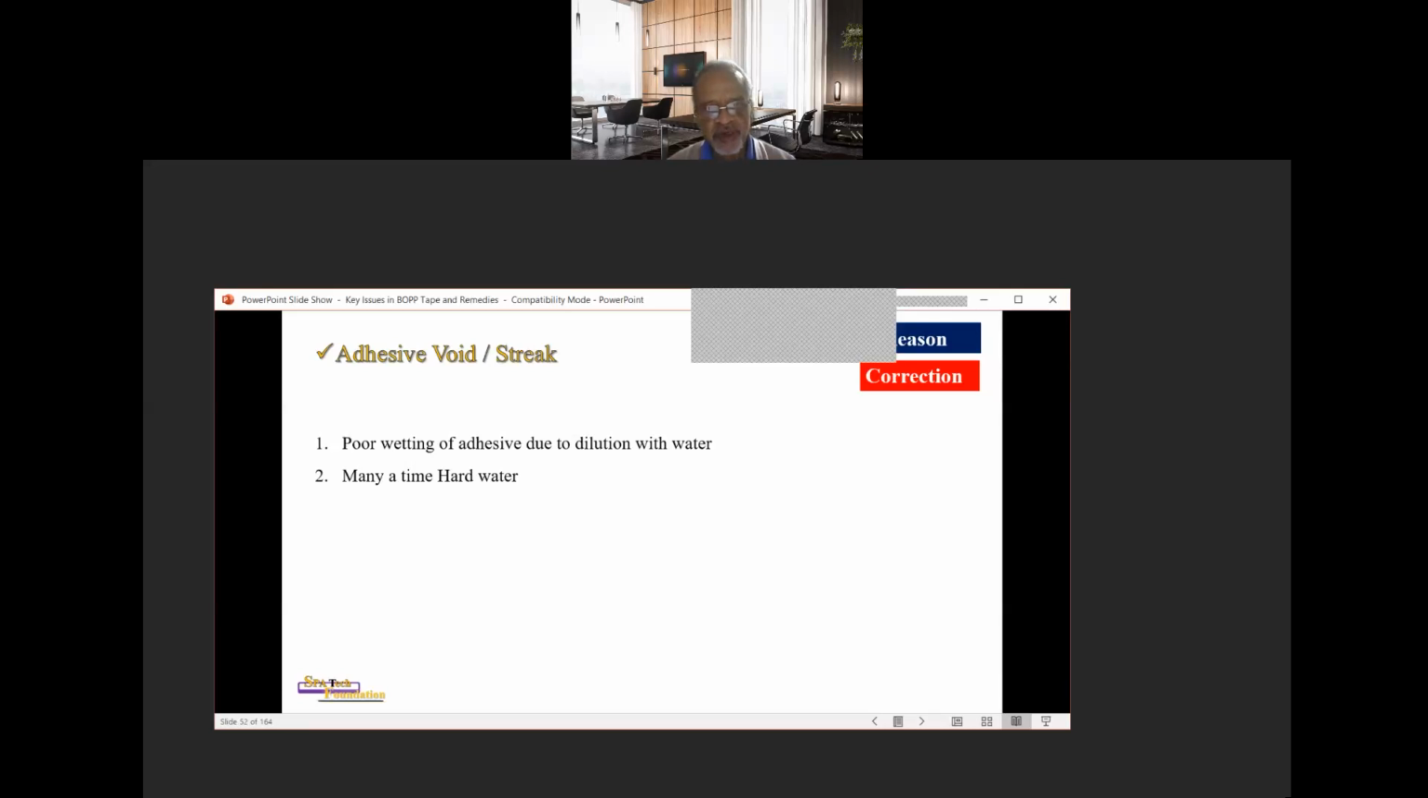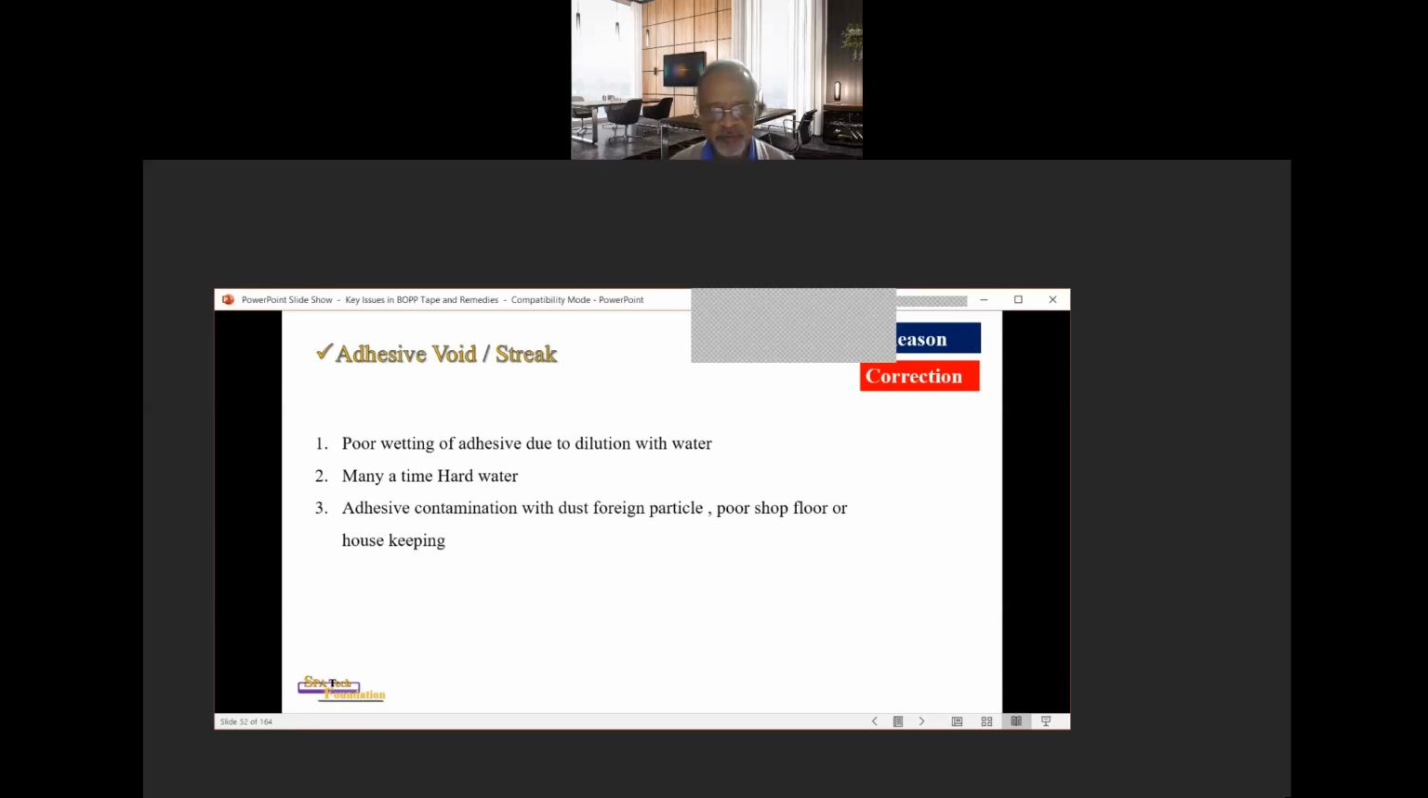Many times the additional water which is used is hard water or tap water, and this gives rise to a lot many problems like adhesive voids, uncoated patches, streaks, because we all know hard water contains a lot of dissolved salts. These salts precipitate after the water is evaporated and they give rise to spots or voids in the coated film. Adhesive contamination with dust, foreign particles.